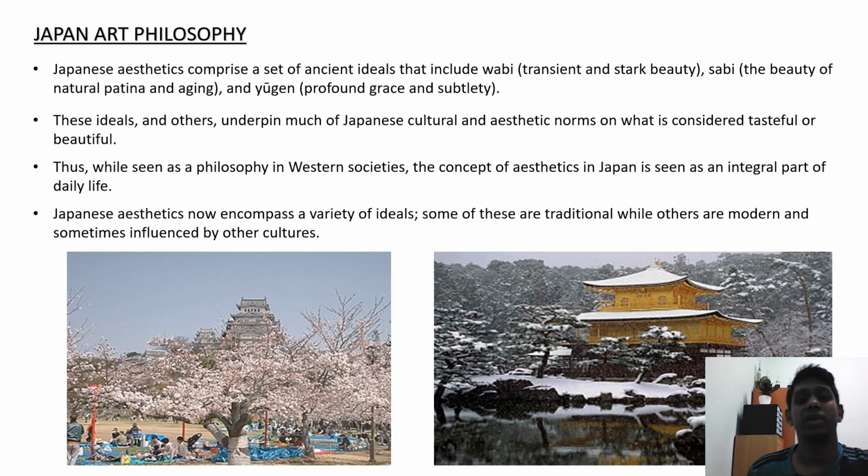Japan art philosophy. So these are the two pictures which show the philosophy of the sculpture and the ideas. These ideas and others underpin Japan's culture and aesthetic norms of what is considered tasteful or beautiful. So you can see the beautiful trees and snowing. So that is the idea. Some of these are traditional while others are modern, sometimes influenced by other cultures. So this kind of represents the oldest feeling, and they follow their tradition.